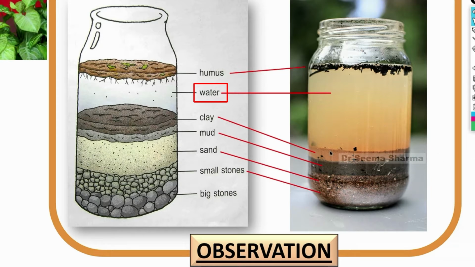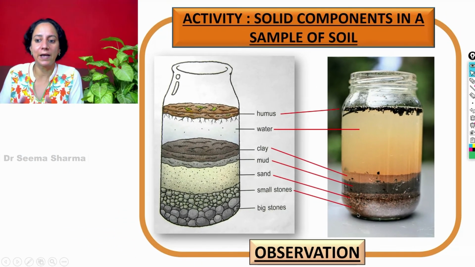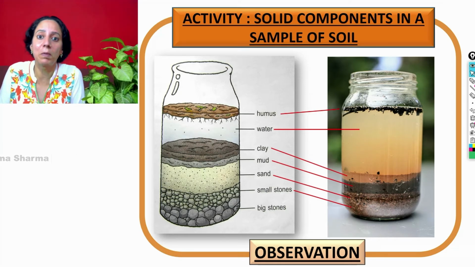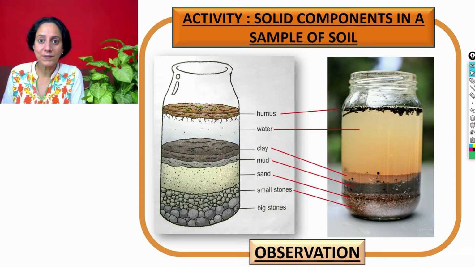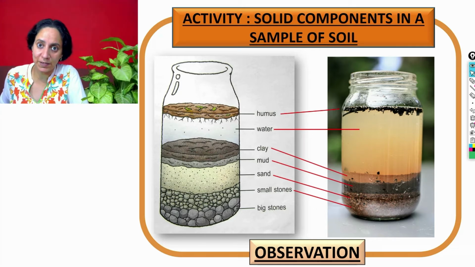Third layer will be of clay, the fine particles of soil. Thereafter, mud. This mud is silt basically. Below silt, there is sand. Beneath sand, there will be small stones which are called gravels. So this was my observation when I carried out this activity to know about the solid components in a sample of my garden soil. I suggest you go ahead with this activity and find out the solid components of your garden soil.